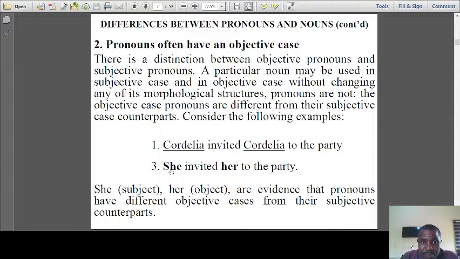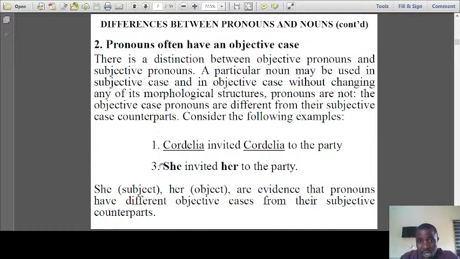But in pronouns, she is the subject, and that is Cordelia, she replacing the subject, and the other object, her, will replace it. So there is a difference in case. There is a difference in case between the subject pronoun and the object pronoun. But the difference in case is not in nouns. So it will be wrong to say she invited she to the party.